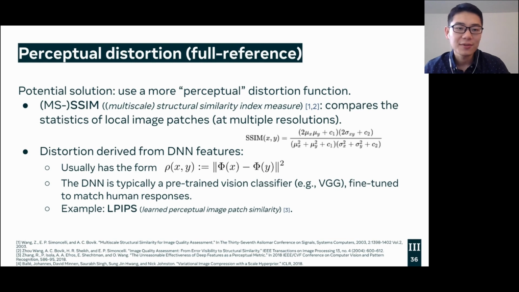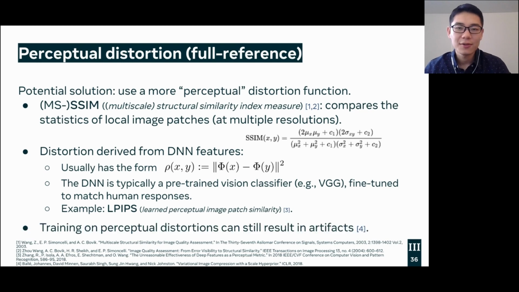Another class of perceptual distortion is derived by comparing the distances between features extracted from deep neural networks. And these are often pre-trained vision classifiers, such as VGG or AlexNet. And a common example of this is known as LPIPS.